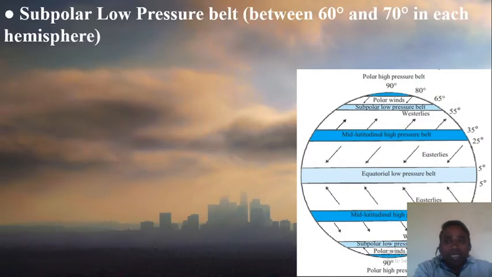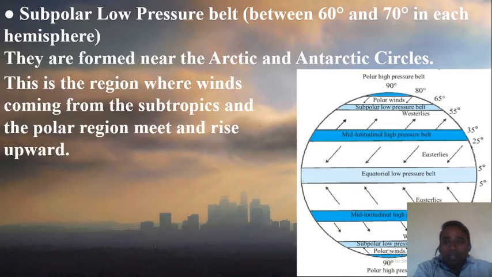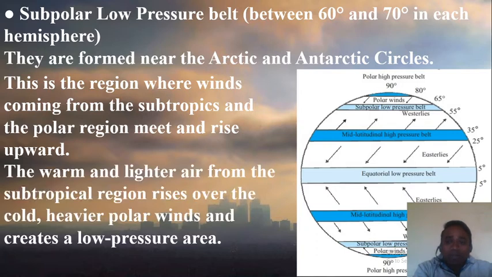Next pressure belt is the subpolar low pressure belt, which lies between 60 degrees to 70 degrees in each hemisphere. They are formed near the Arctic and Antarctic circles. In this region, the winds coming from the subtropical and polar regions meet and rise upward. The warm and lighter air from the subtropical region rises over the cold and heavier polar winds, and it creates a low pressure area.